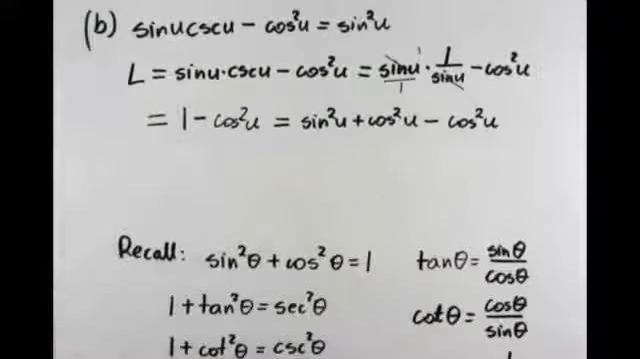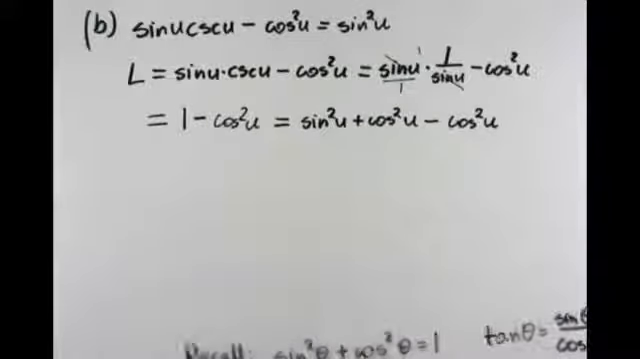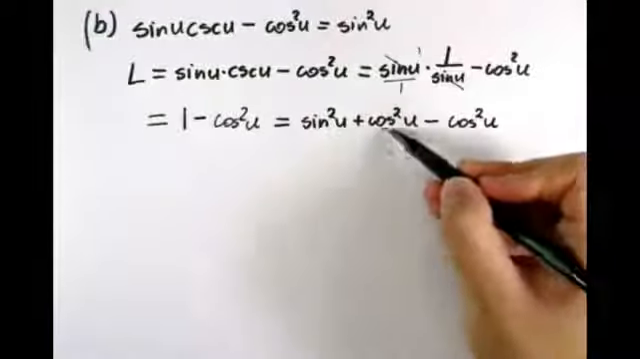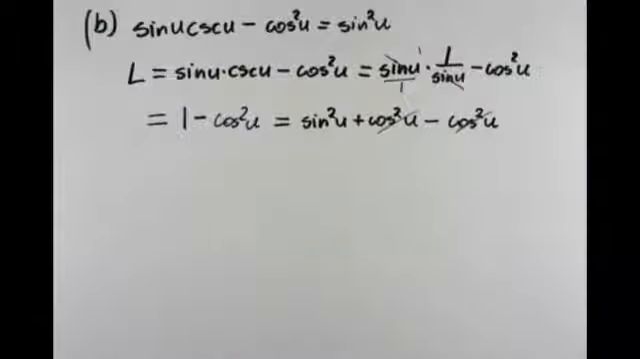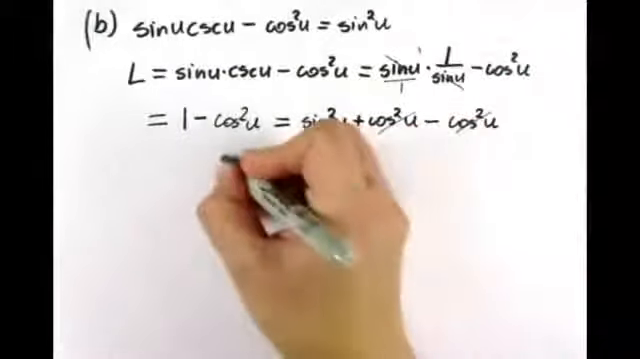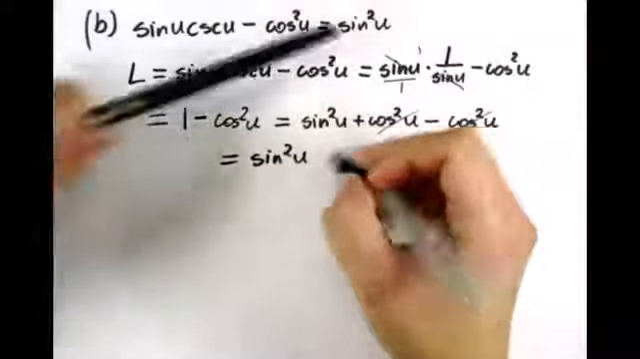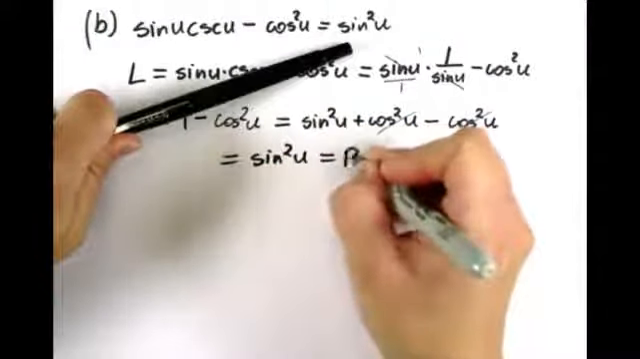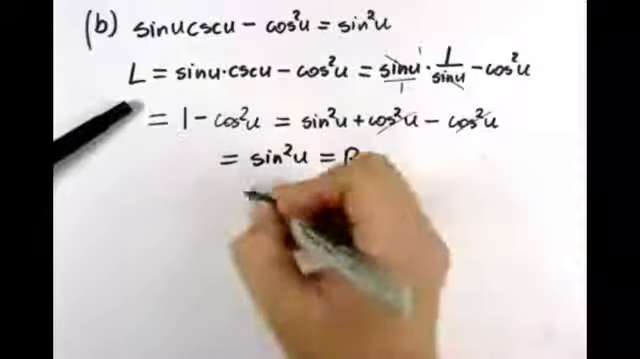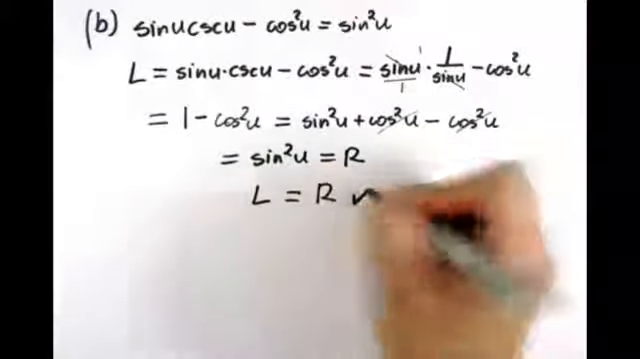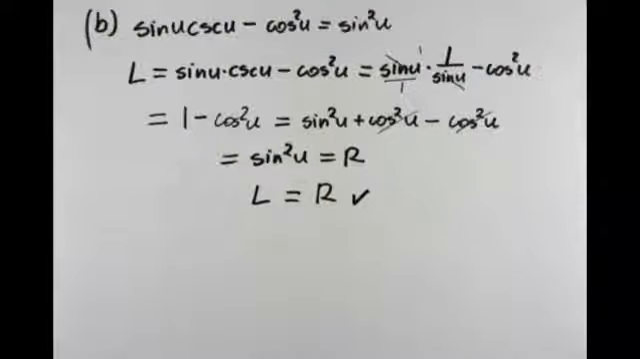Okay, so now I can do the calculation. Cos squared u minus cos squared u cancel out, and what I'm left with is just sine squared u, and sine squared u is my right side of the equation. So I started with left side and I proved that this is equal to right side. That means I established the identity.